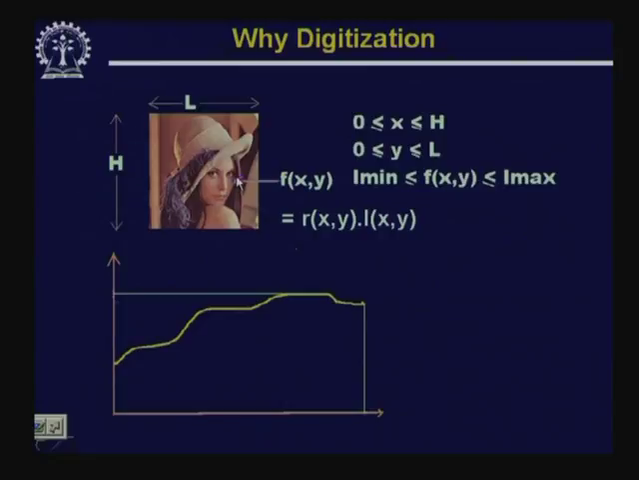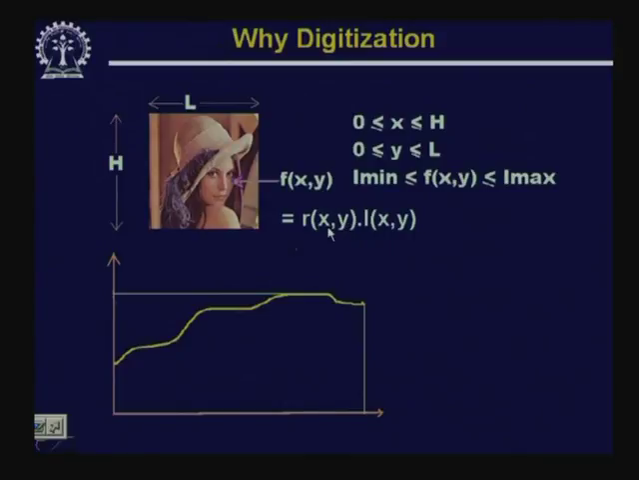Now, if I consider any point (x, y) in this image, the intensity or the color value at point (x, y), which can be represented as a function f(x, y), where (x, y) identifies a point in the image space, will actually be a multiplication of two terms. One is r(x, y) and the other one is i(x, y). We have said during our introductory lecture that r(x, y) represents the reflectance of the surface point to which this particular image point corresponds, and i(x, y) represents the intensity of the light that is falling on the object surface.